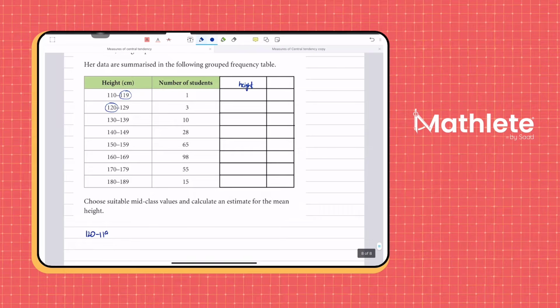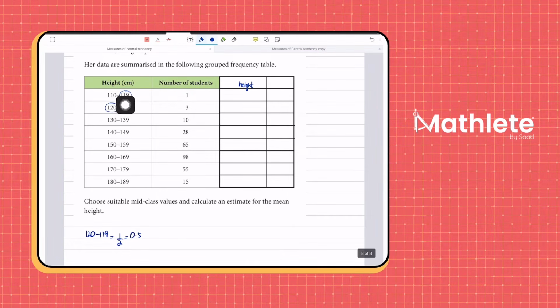120 minus 119, that's 1. What's 1 divided by 2? 0.5. Now pay close attention. Here's what we do. We add 0.5 to 119, the upper class boundary. This is called the upper class boundary. And we subtract 0.5 from 120. So once again, pay close attention.